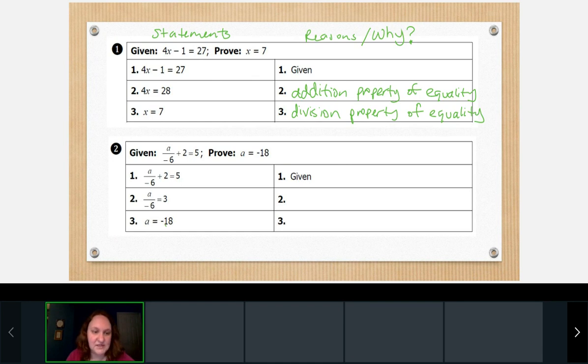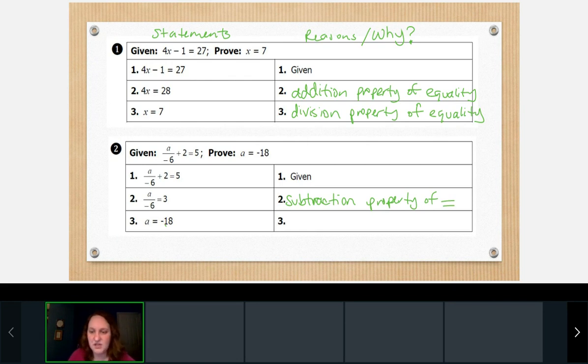So let's see. We start with our given. We can't start without knowing what the problem is. That was given to us. Step 2 says a over -6 equals 3. Well, I had to get rid of that plus 2 somehow. Those of you writing subtraction over there, you are right. This is the subtraction property of equality. All right, I'm going to use an equal sign to abbreviate equality.